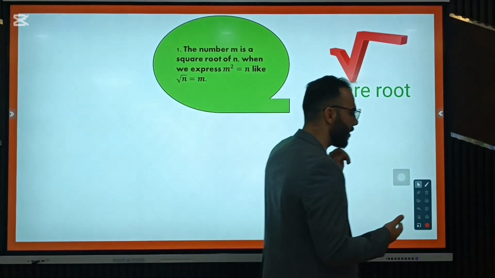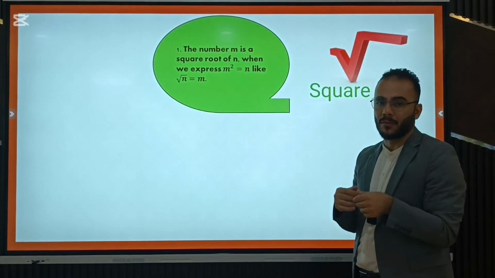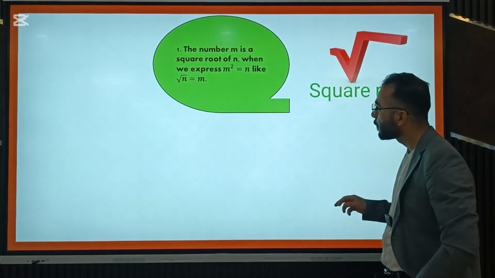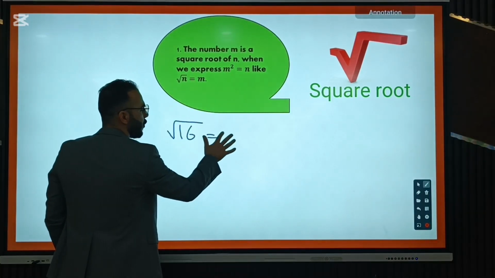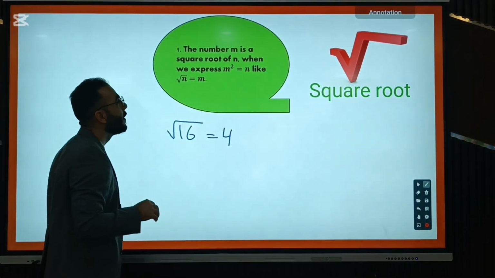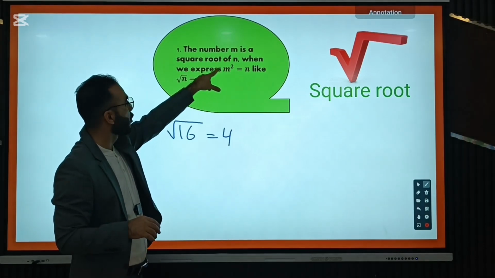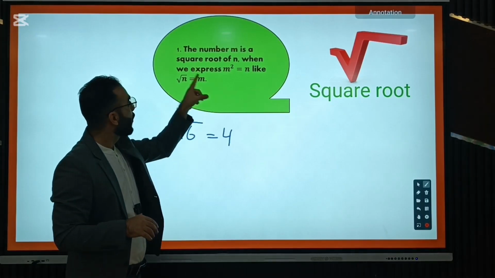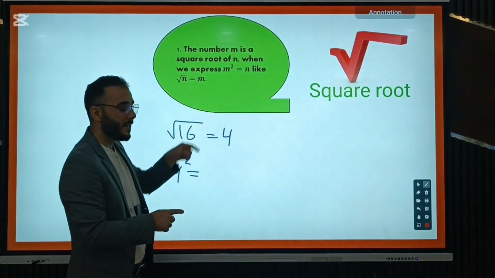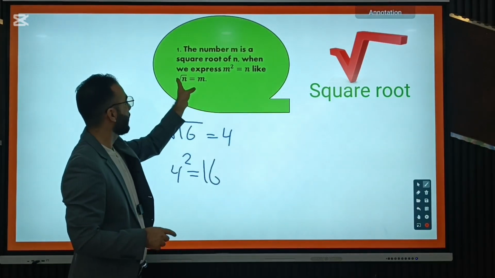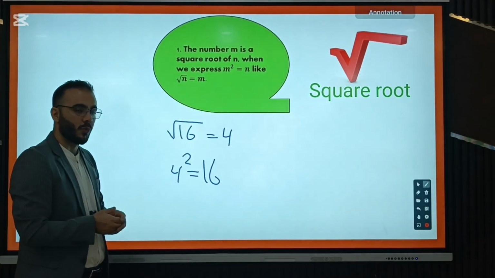This is exactly going to tell us that square and square root are opposite of each other, inverse operations. Let's say we have square root of 16 equals 4. The number m, which is 4 here, is a square root of n, which is 16, when we express m squared, which is 4 squared, equals 16. It can also be written as square root of 16 equals 4. So that is the relation between square root and square.